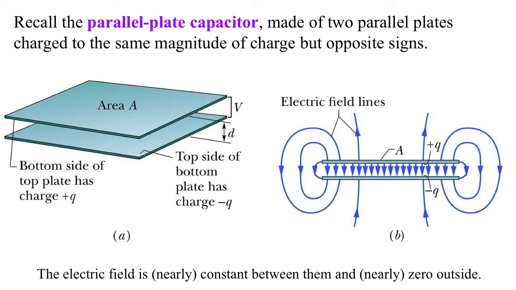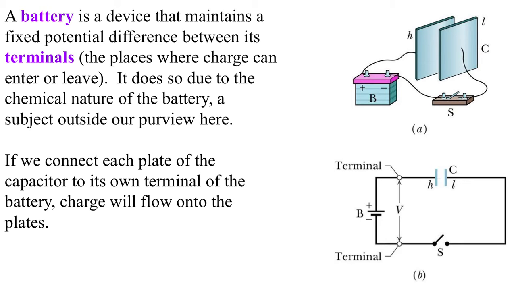Compared to the density here, it's very little. All right, a battery is a device that maintains a fixed potential difference between its terminals, being the place where the charge can enter or leave. How does it do this? Magic, well, not really magic, but chemistry, stuff that we don't really talk about: the electrostatic arrangement of atoms in various metals and solutions that generally want there to be some charge separation, which we take advantage of. For our purposes, batteries will be black boxes, and we will generally not talk about what generates the potential difference, just that it is being maintained by some chemical thing.